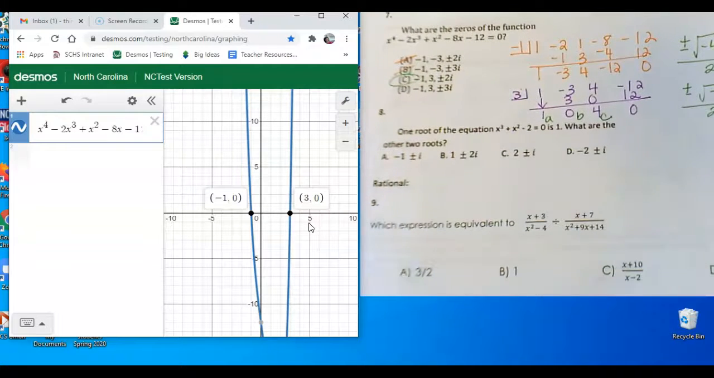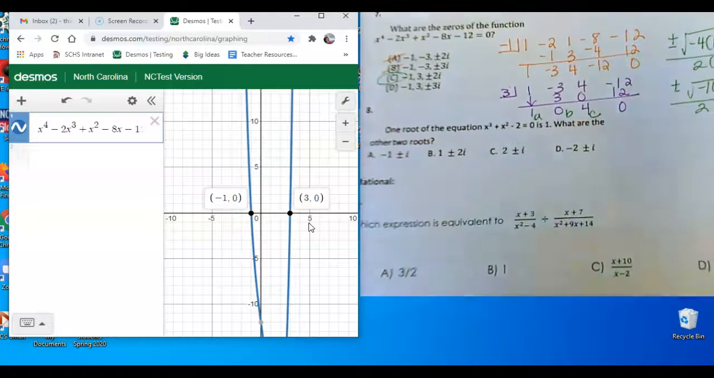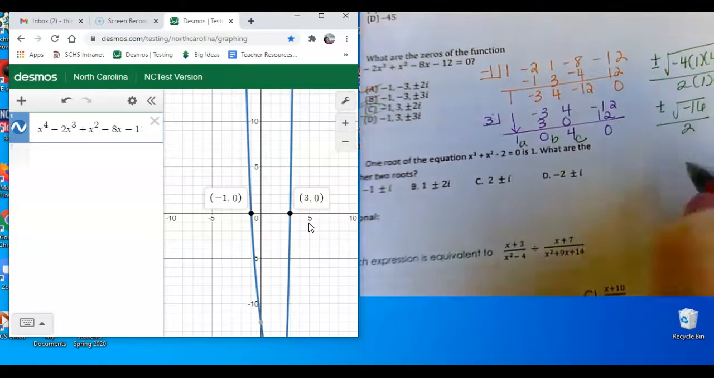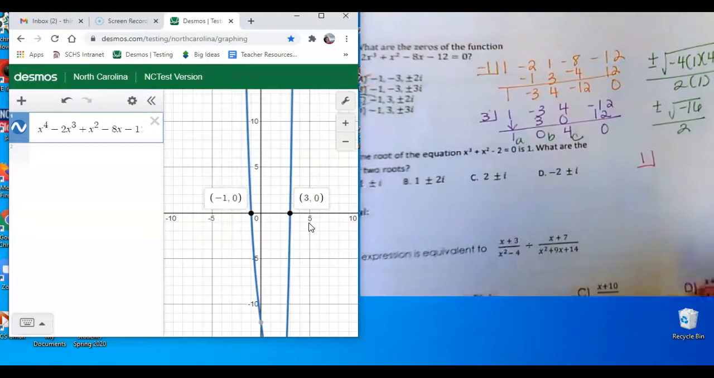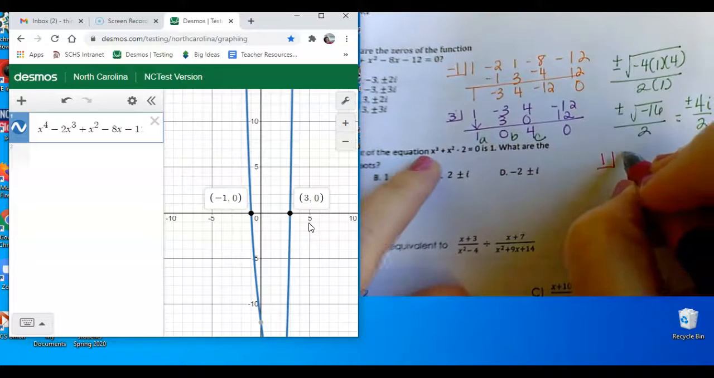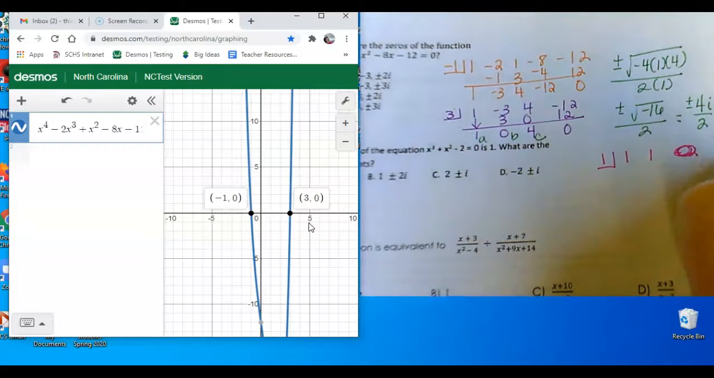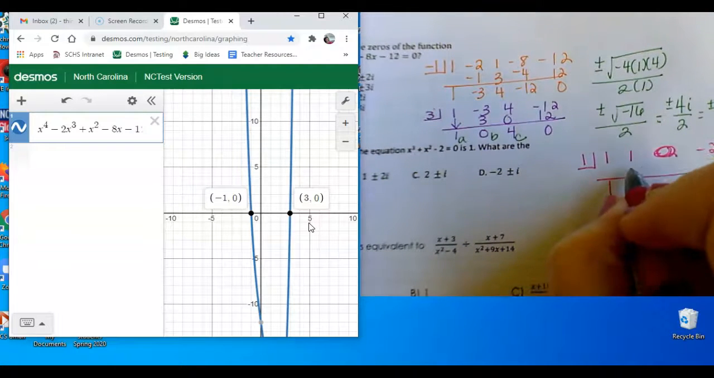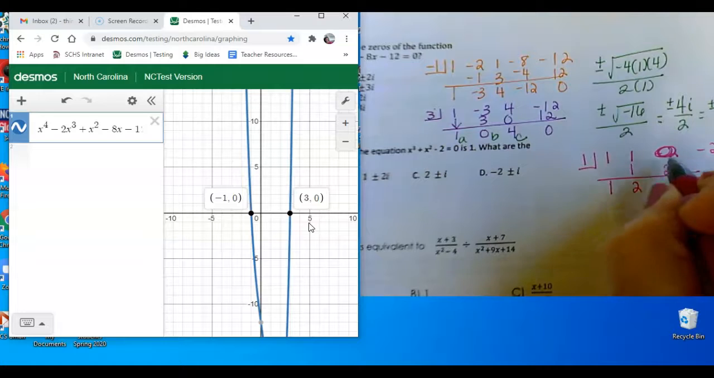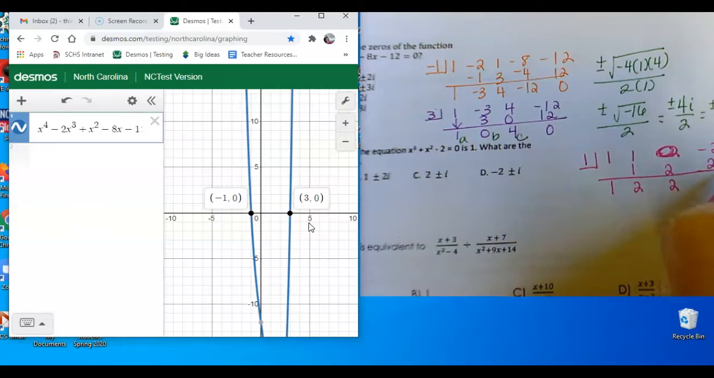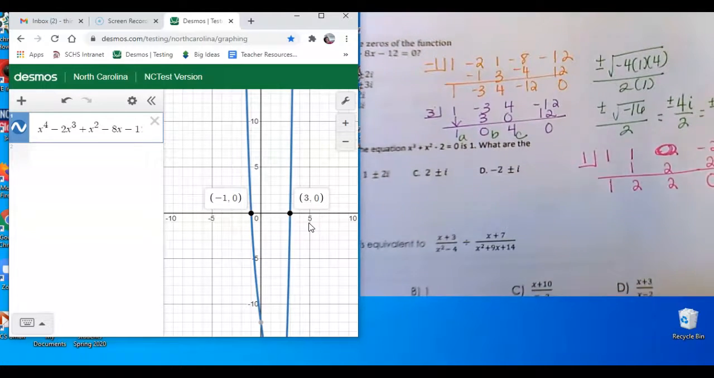Number 8 says one of the roots is 1. What are the other two roots? If you graphed that, you would find that it crosses the x-axis at 1, and it's just wanting us to do what we did earlier without as many processes. So 1 still goes in the box, and we divide 1, 1, -2. Actually, we've got to have a 0 here because we're missing that x term. And then -2. Bring down the 1, multiply, add, multiply, add, multiply, and add.